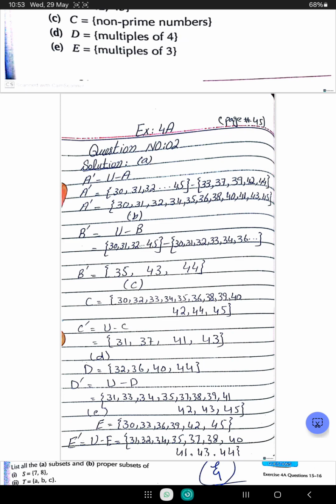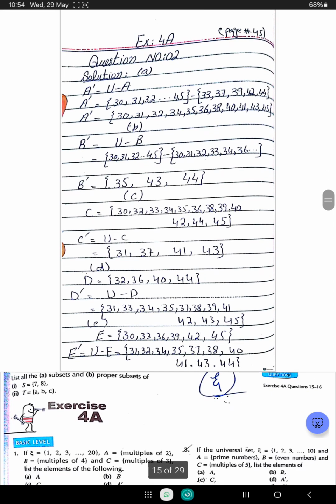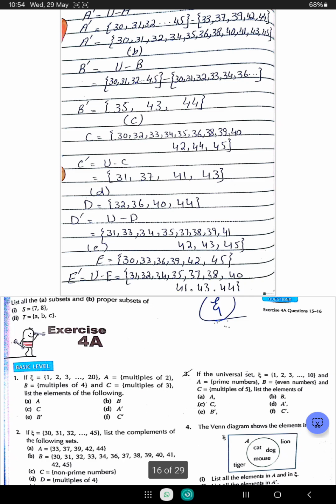Then we find the C complement, which is equal to U minus C, the same as before. D complement is U minus D, and E complement is equal to U minus E.